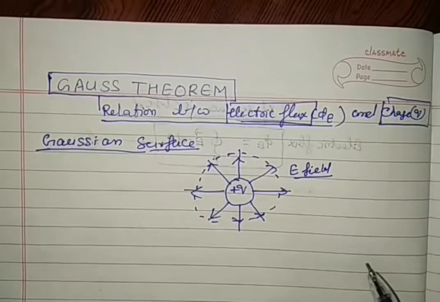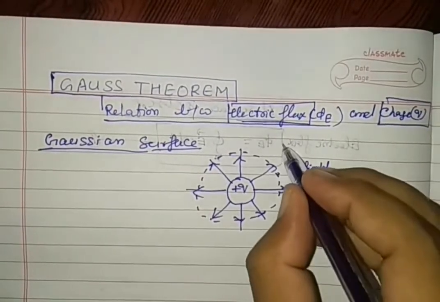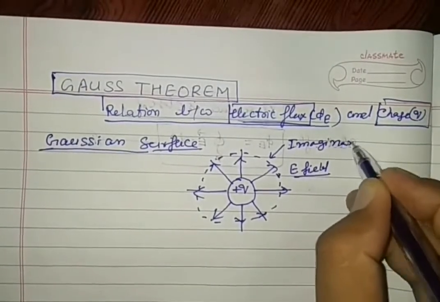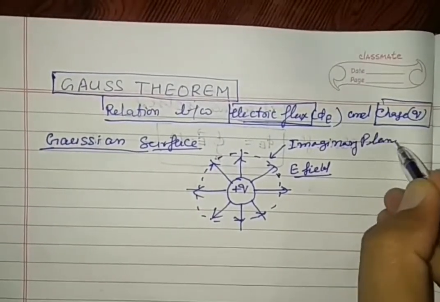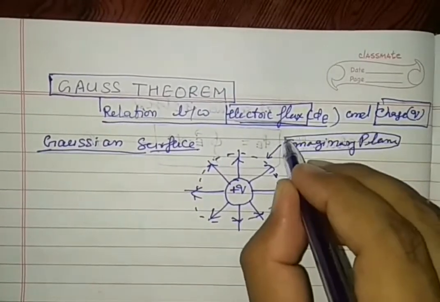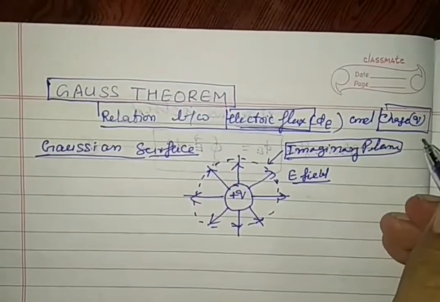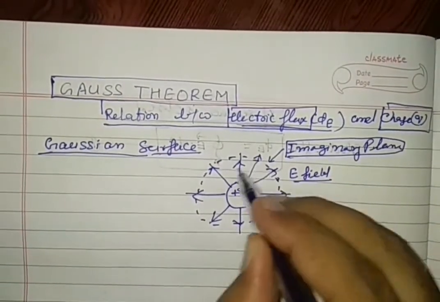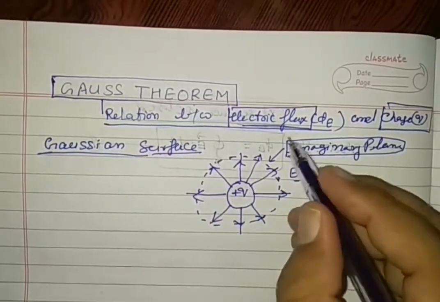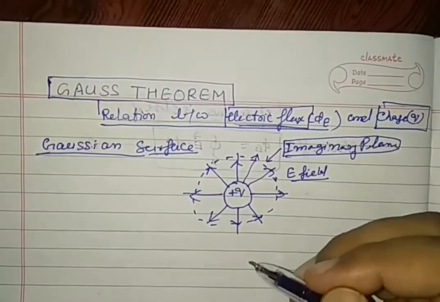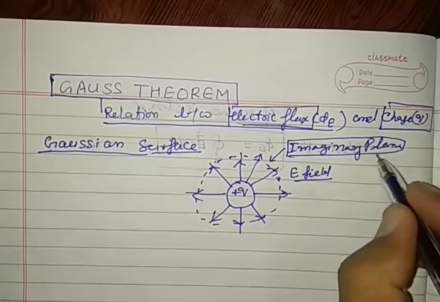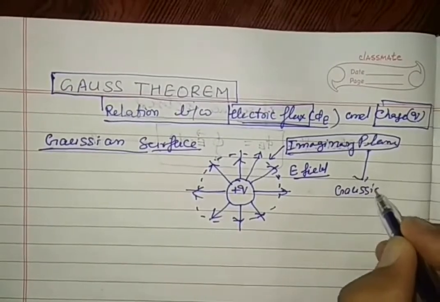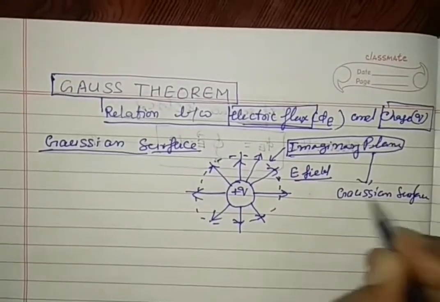When we consider any plane around these electric lines of force, of any shape, this plane is an imaginary plane. It is not a real plane. Consider any type of closed or open plane through which electric lines of force, electric flux, either emitting or passing inside, then this imaginary plane is called Gaussian surface.